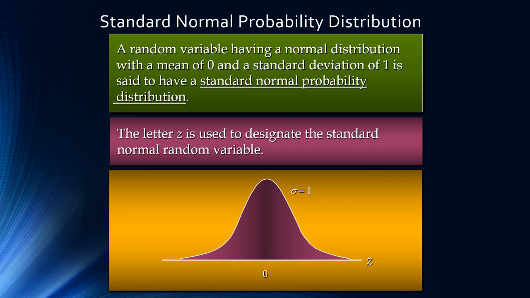All right. The random variable having a normal distribution with a mean of 0 and a standard deviation of 1 is said to have a standard normal probability distribution. And this is where our z-scores will come into place. The normal random variable in a standard normal distribution is called the standard score or a z-score. So standard score and z-score are the same term here.